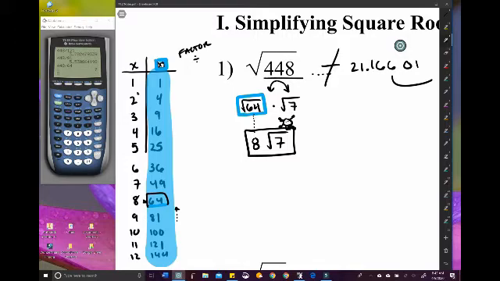So first step, find the biggest perfect square and what it multiplies to. Then reduce the perfect square, and leave the other part the same. 8 square roots of 7. Notice if you want to check and you type in 8 square roots of 7, you get that same funky decimal that we started with. This one just looks cleaner. It's ready to go.